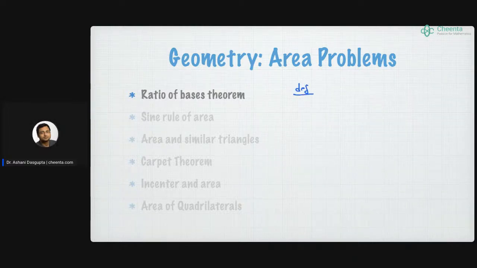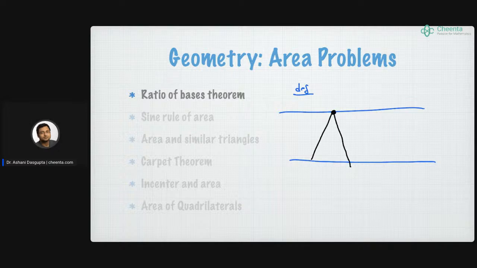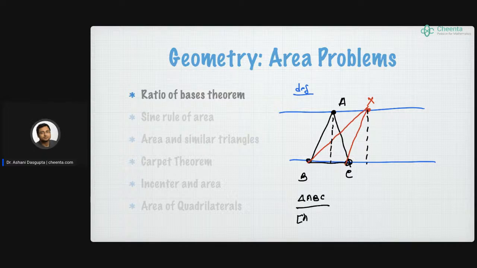So here is the definition: if you have two parallel lines and two triangles ABC and XBC, then one of the things about these two triangles is that if you drop a perpendicular from A or X to the other side, then the area of triangle ABC divided by the area of triangle XBC is equal to BC times this height 1 times half. This is the area of triangle ABC.